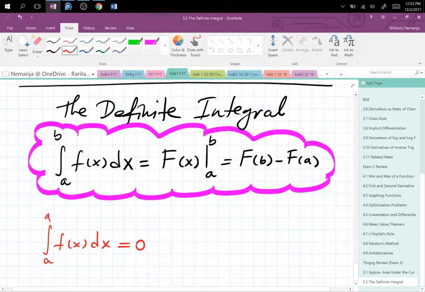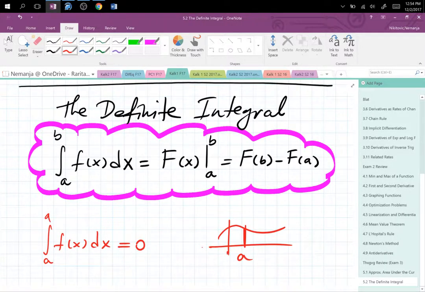Why? Very good. I'm not computing any area. There's no object. Your object is defined between A and B. Well, if you only have A and A, that object has a 0 width, therefore 0 area. That should be common sense.